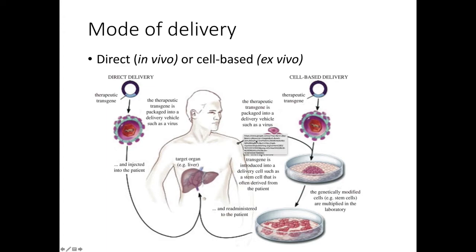where you don't directly inject it into a human, but you could take an individual, take their stem cells out, grow up their personal stem cells, maybe from their liver, maybe from their pancreas or whatever, and then deliver the gene through the virus into the stem cells, grow up the stem cells, and then re-administer them to the patient. So this is called either in vivo, which is direct, or cell-based, which is ex vivo.